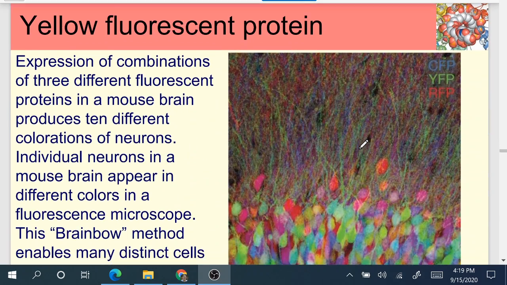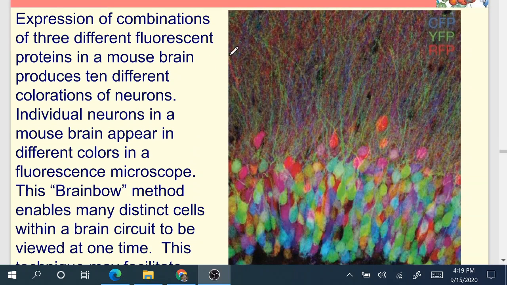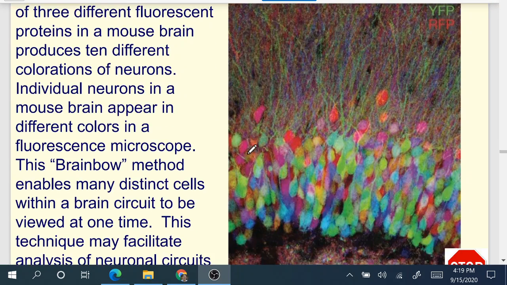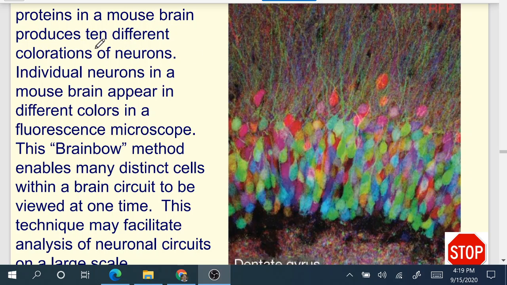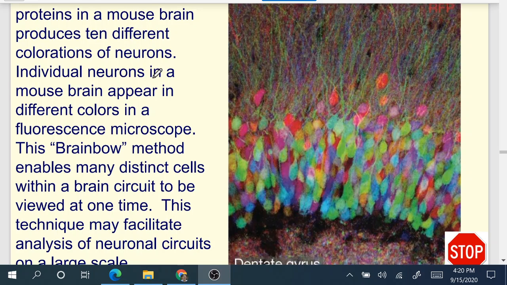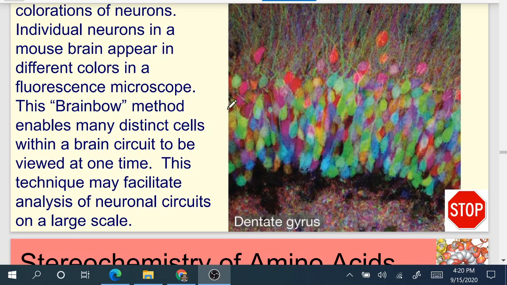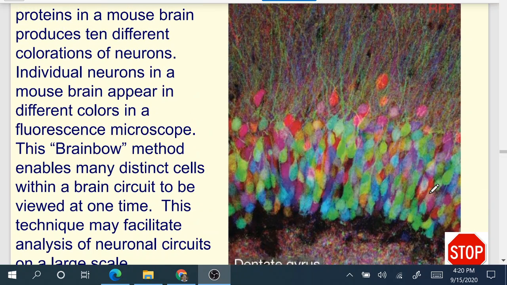The yellow fluorescent protein, okay, so expressions of combinations of three different fluorescent proteins in a mouse brain produces 10 different colorations of neurons. Okay, so then the neurons can be viewed under a microscope. And this is called a brainbow, which enables distinct cells within a brain to be viewed at one time and allows scientists to study brain cells in different ways.